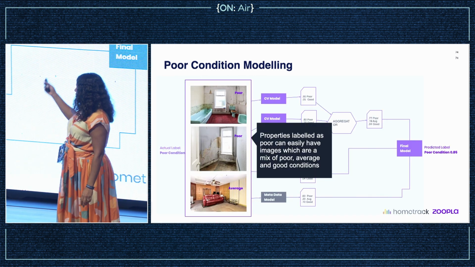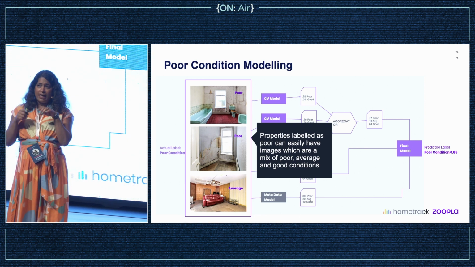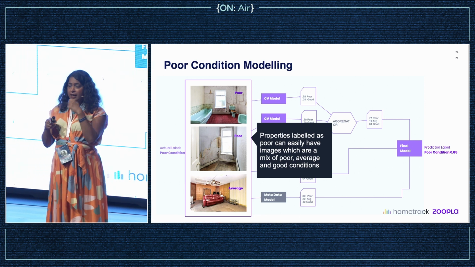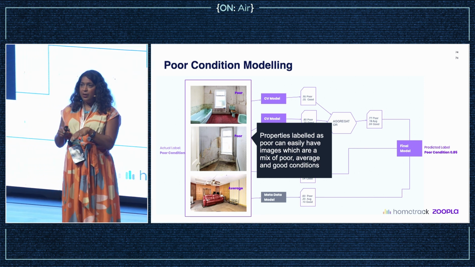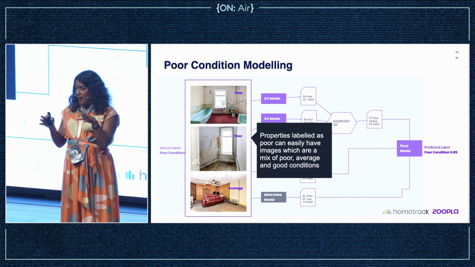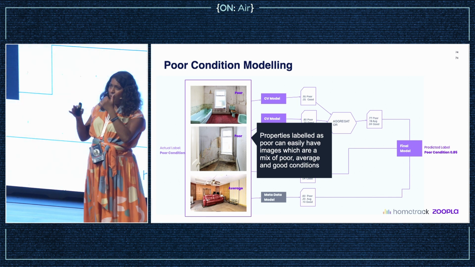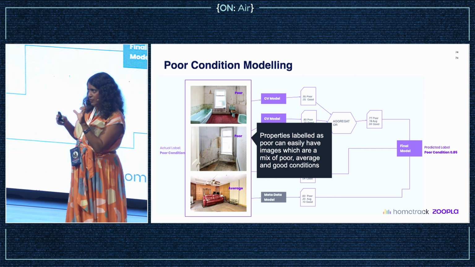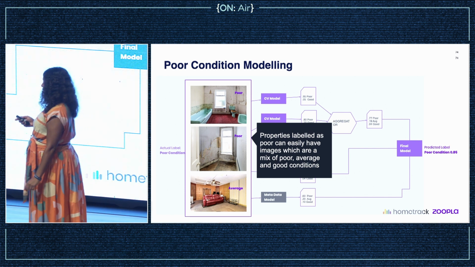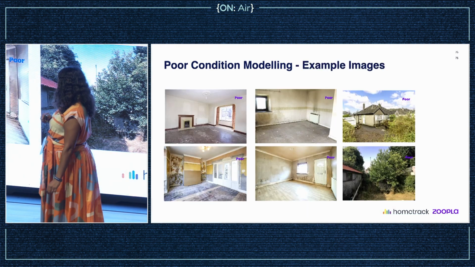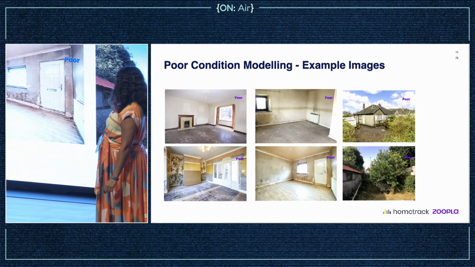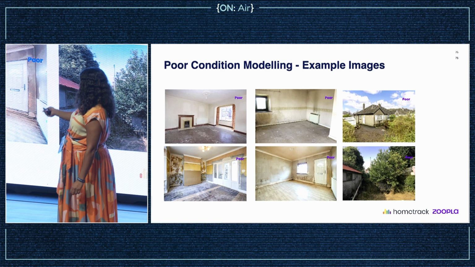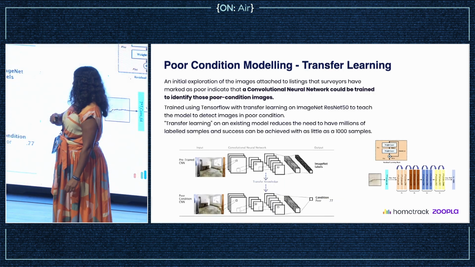And then it's really important that on the properties, you label each image for a property individually, because even if a property is in poor condition, one image might be poor and another image might be good, and we need to get the model to understand very specifically where it's finding the poor condition. Here's an example of the poor condition images that we set up.